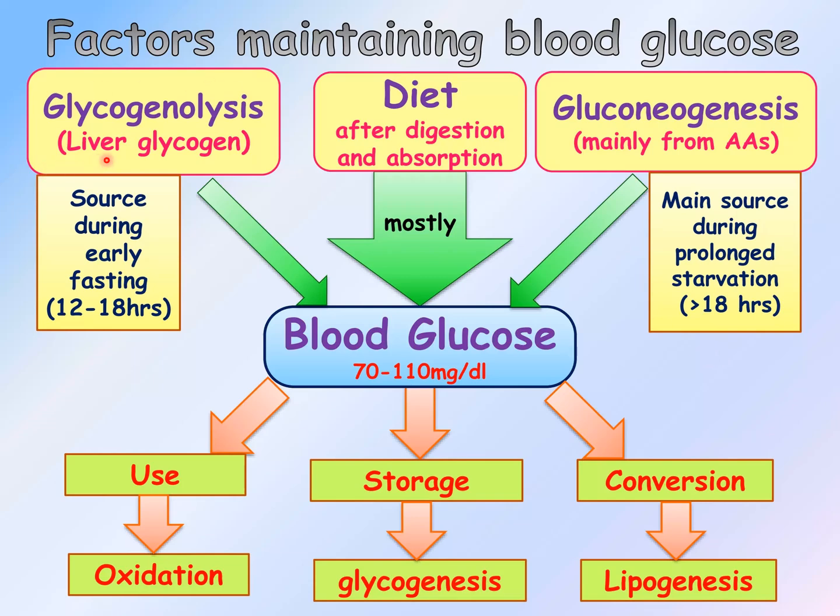And glycogenolysis, the third one, from liver glycogen, is the source during early fasting, 12 to 18 hours. So these three factors, glycogenolysis, diet and gluconeogenesis, are the factors that maintain blood glucose level. So the normal range is very important, 70 to 110 milligram per dl. And next, for use: oxidation, storage, glycogenesis and conversion, lipogenesis.